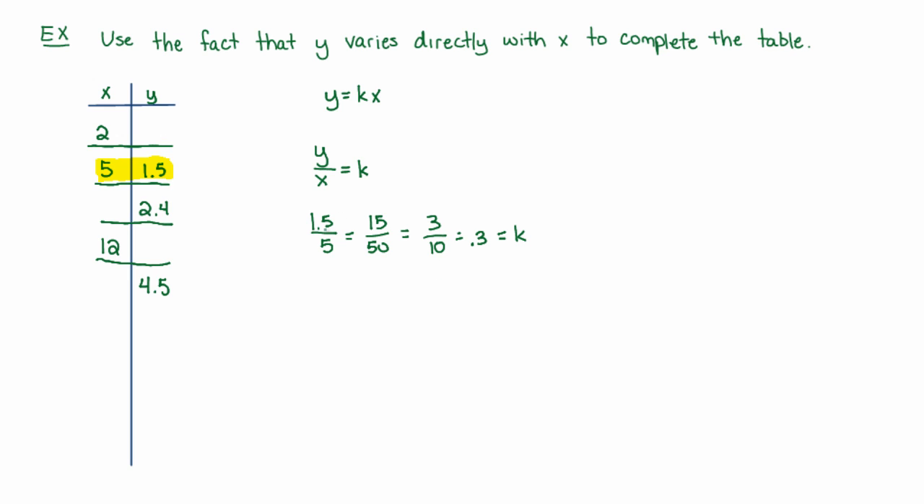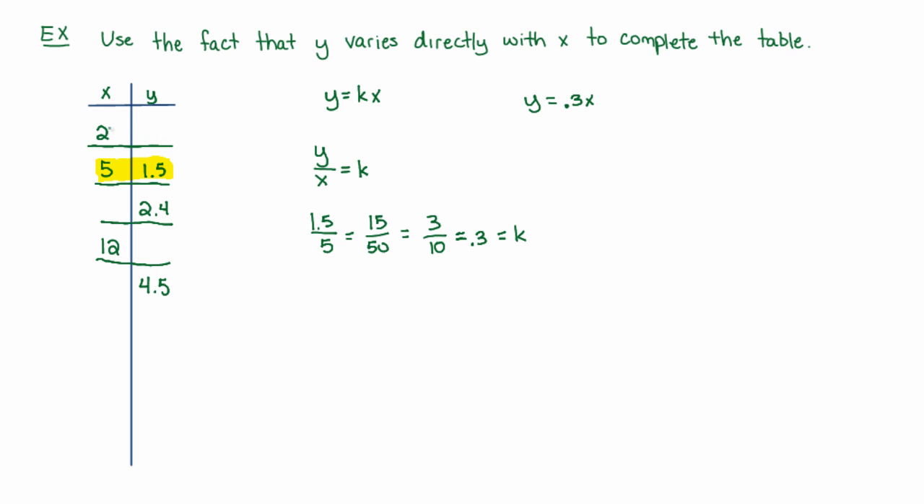If you need to slow down the video, you can. Just press pause. But basically all I did was multiply top and bottom of this first fraction by 10 so that I can get rid of that decimal in the numerator. And then I divided top and bottom by 5. And this is equal to 0.3. So now that I know that y is equal to 0.3 times x, I can use that to fill in the rest of the table.